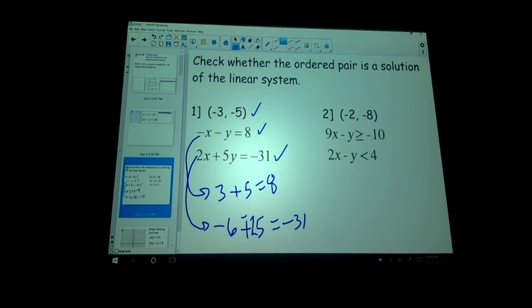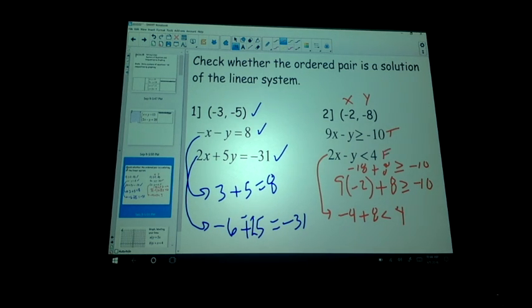If I have an inequality, we're just looking to see if we can make it true on each. So again, this is an x, this is a y value. So I have 9 times negative 2 plus 8. Is that greater than or equal to negative 10? So is negative 18 plus 8 greater than or equal to negative 10? Yeah, it's equal to it. So this gave me a true here. We try the same thing on the second equation, plugging in the same x and y values. So I get negative 4 plus 8. Is negative 4 plus 8 less than 4? No. So it's false here.